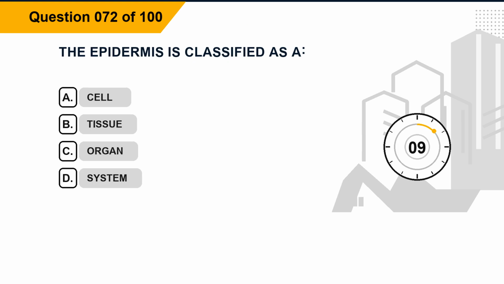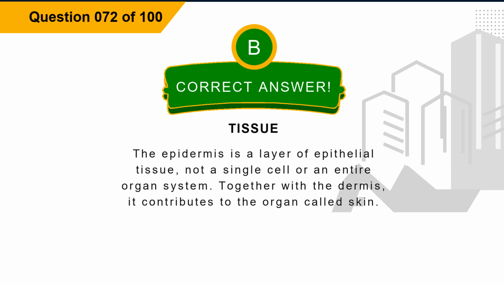Question 72. The epidermis is classified as a blank. Option A, cell. Option B, tissue. Option C, organ. Option D, system. The correct answer is option B, tissue. Explanation: the epidermis is a layer of epithelial tissue, not a single cell or an entire organ system. Together with the dermis, it contributes to the organ called skin.